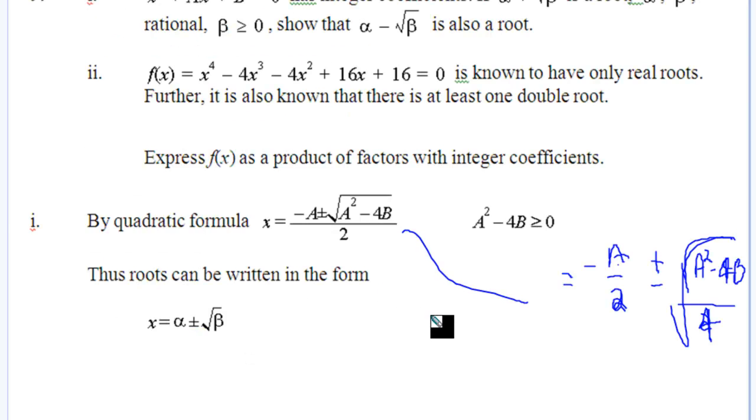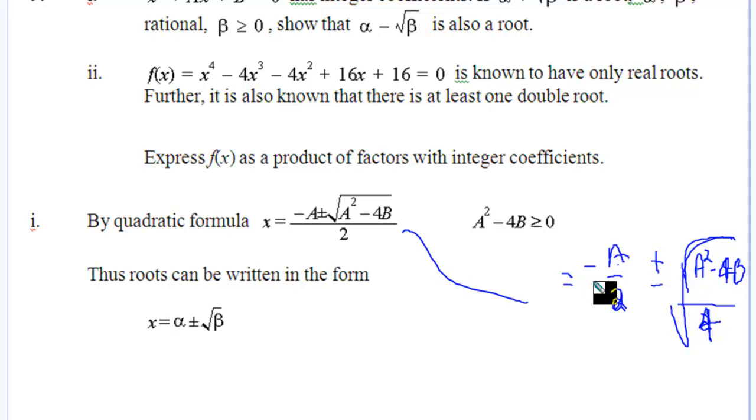And question 9. We've got a quadratic equation here equal to 0, which has integer coefficients. If alpha plus square root of beta is a root, show that alpha minus square root of beta is also a root. Well, this is not too bad, in that we can apply the quadratic formula on this one. So we get minus a on 2 plus or minus the square root of a squared minus 4b over 2. And we know a squared minus 4b is greater than 0, because it's got a root.